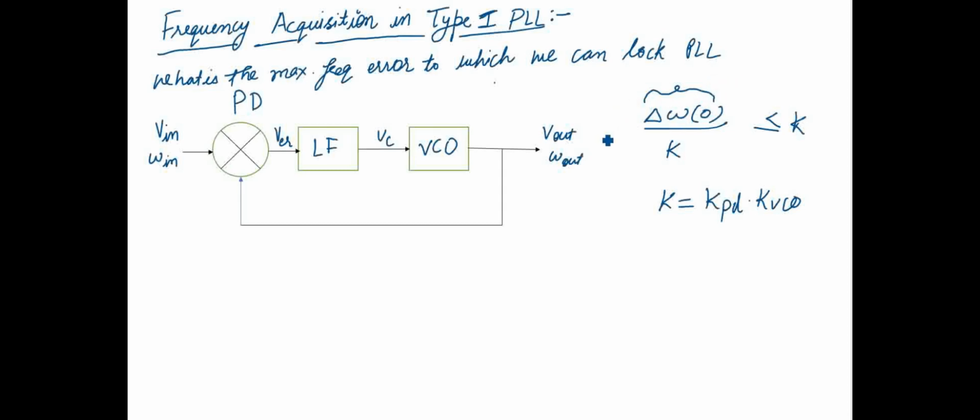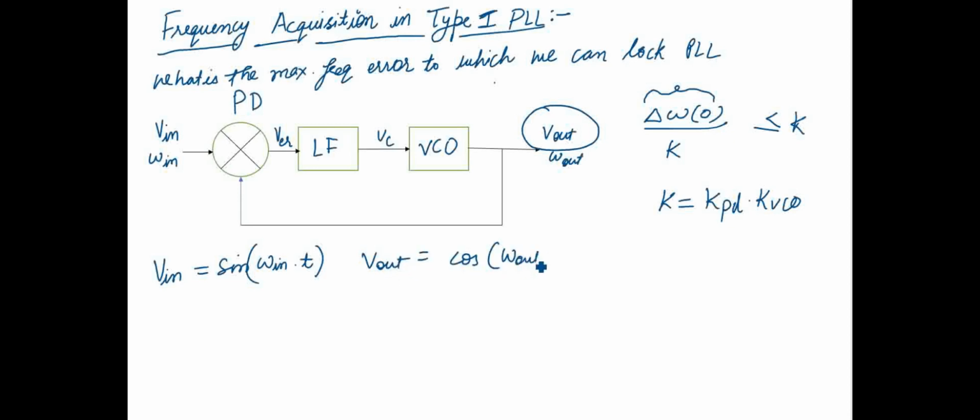Now how this is coming, we will see. We will try to derive this. So let's start. For example, at the input of the PD we are giving V in, and at the output we are getting V out. Let's consider V in equal to sin ω_in t, and V out equal to cos ω_out t. So what will be V error?